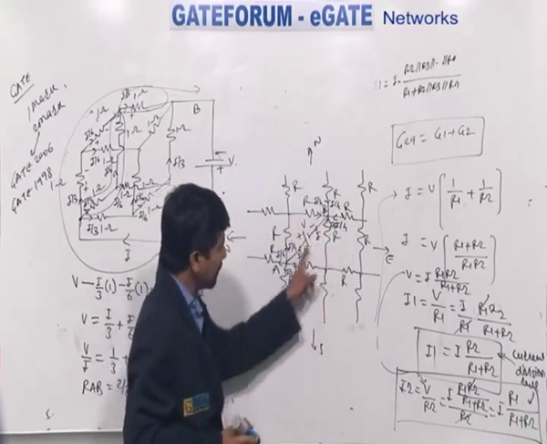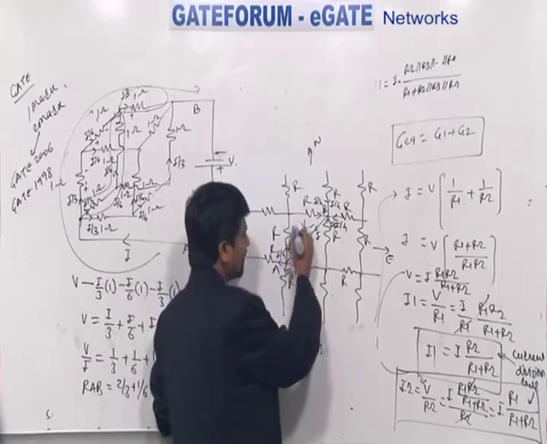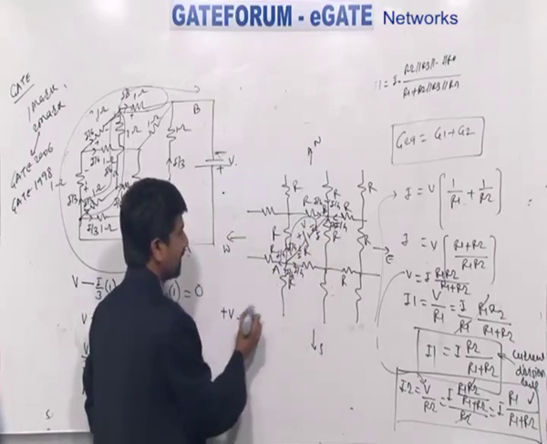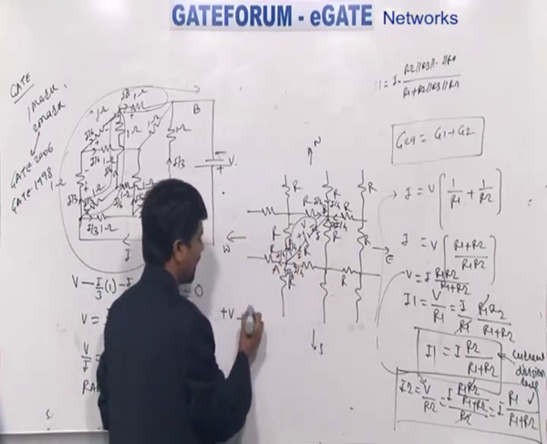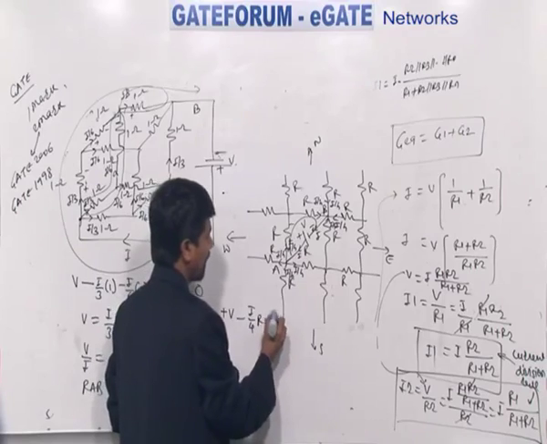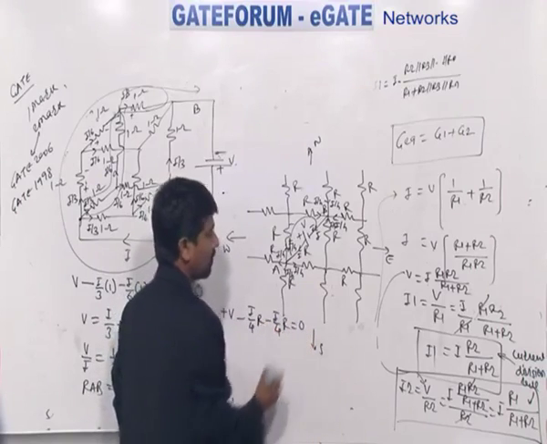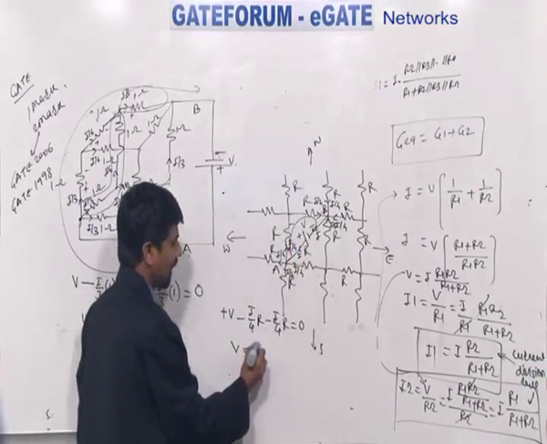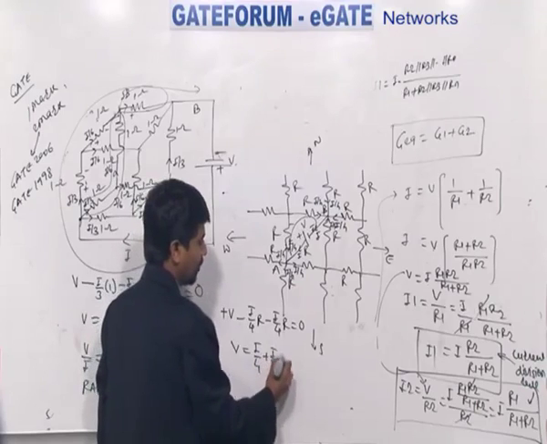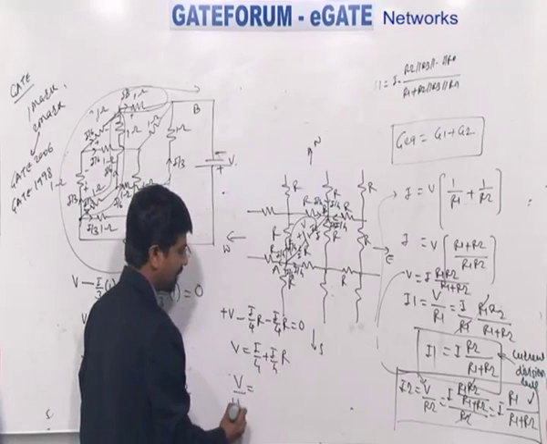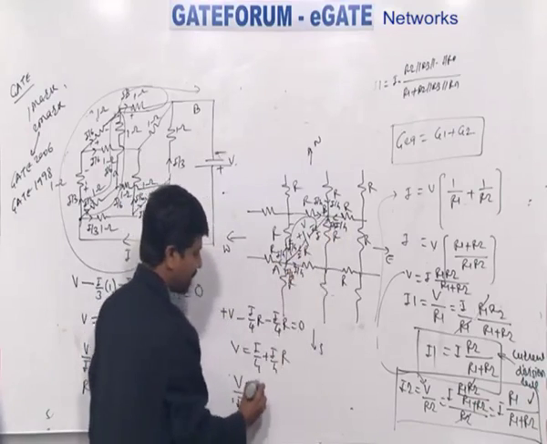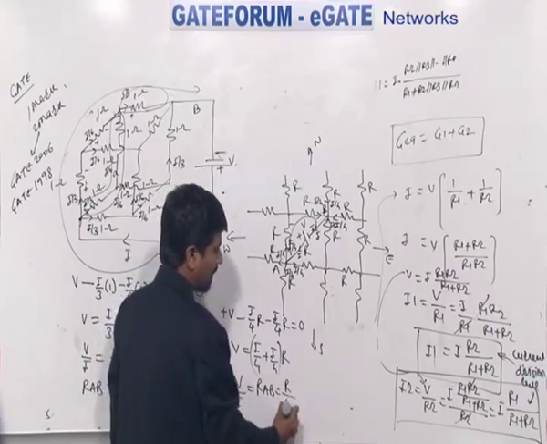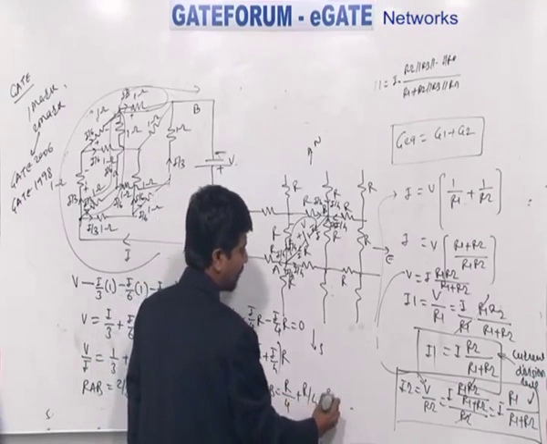So if you consider this closed path, this loop, I can say positive V minus voltage drop across this I by 4 into R minus I by 4 into R is equal to 0. You are reaching the negative terminal of the battery. So I can say that V is equal to I by 4 plus I by 4 into R. But what is V upon I? Voltage source is connected between A point and B point. RAB is equal to R by 4 plus R by 4, which is equal to R by 2 ohm.